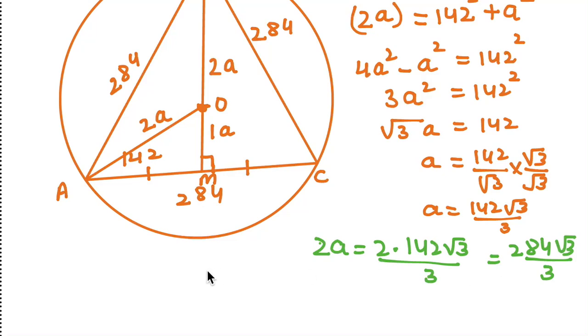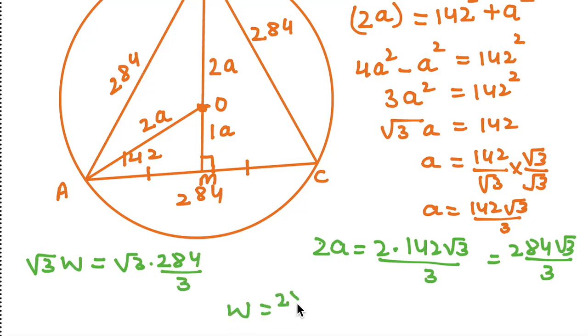Now this is what we have calculated. And what the question says, the radius is root 3 w. And what we have calculated is root 3 times 284 by 3. So that means, what is the value of w? 284 by 3. Okay. We have done the question.